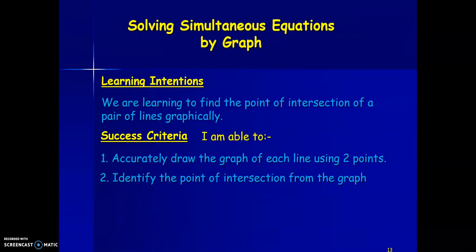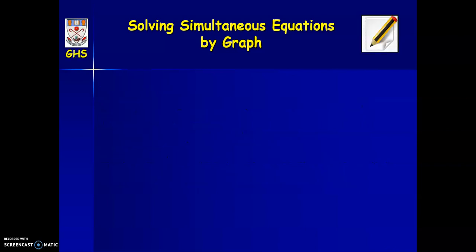Okay, so on to today's lesson, and today we're going to be looking at finding the point of intersection of a pair of lines graphically, so by graph. By the end of the lesson, we should be able to accurately draw the graphs of each line using 2 points and identify the point of intersection from the graph. So firstly, please make sure you copy these notes into your notes jotters and the following examples as well, please.